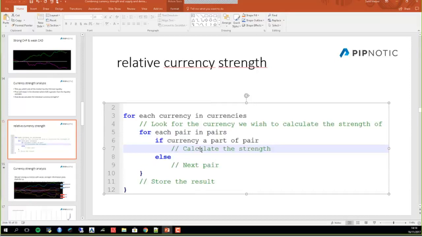So this is a really simple way to do this: iterate through the different currency pairs, extract the currency that we're looking for, do a quick calculation, save the value, and go to the next currency pair.